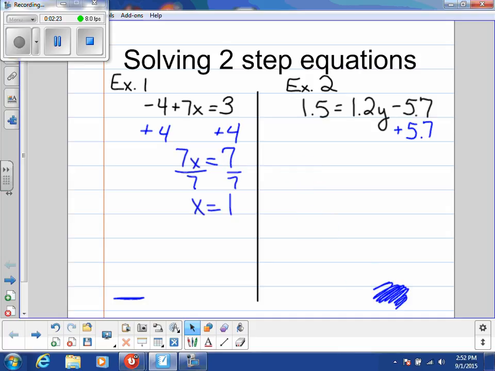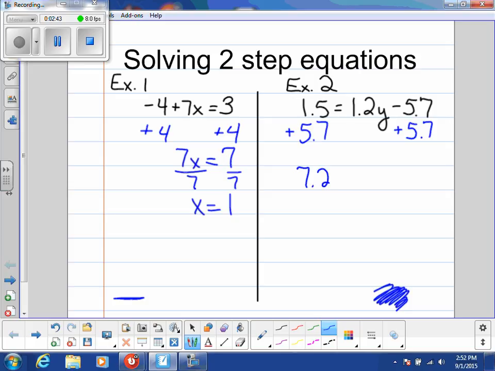Now I want to know what number is hidden over here. And now I'm going to add 5.7 to both sides. I'll carry out the operation. That's going to be, it's getting a little crowded here, so I'll skip a line. 7.2 equals 1.2y. These two add up to 0. And that means it's as good as gone. 1.2y plus 0 is just the same as 1.2y. So there's no reason to write that 0 down.